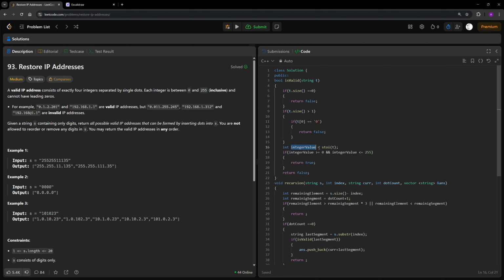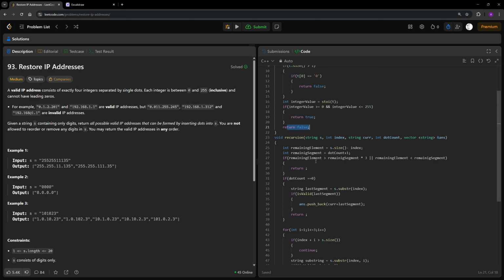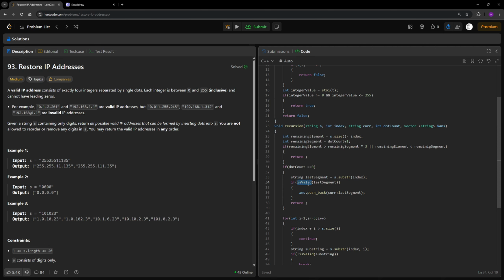Otherwise, we are going to convert it to an integer value using the string-to-integer function. We check if the integer value is greater than or equal to 0 and less than or equal to 255, and if so we return true. Otherwise, the string is not valid. When will that happen? It won't go inside, 355 will come directly here. So this is defined, right, and we validated here that we can continue on this segment.